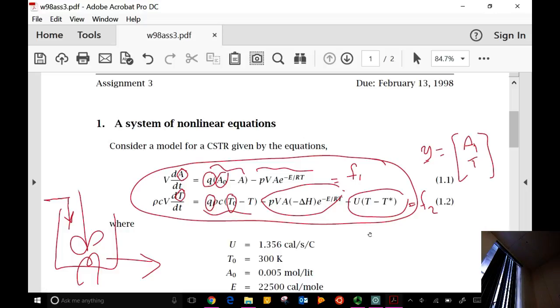And when you take the derivative of the first function with respect to t, what happens? This becomes 0. And you need to take the derivative of this as that term multiplied by minus e over r 1 over t squared, because you have 1 over t. So you need to apply the chain rule to take the derivative of this.